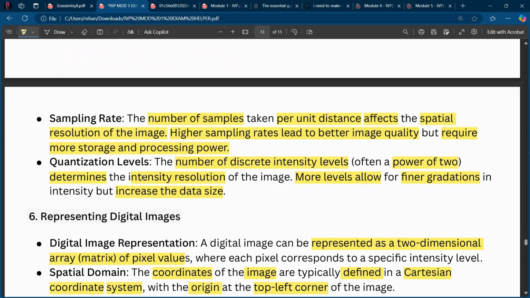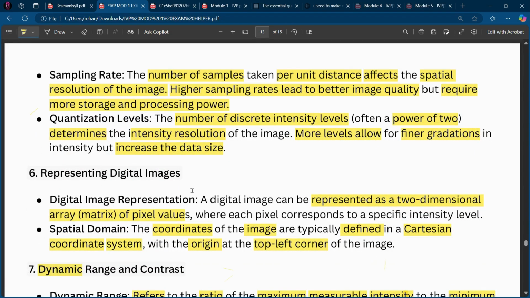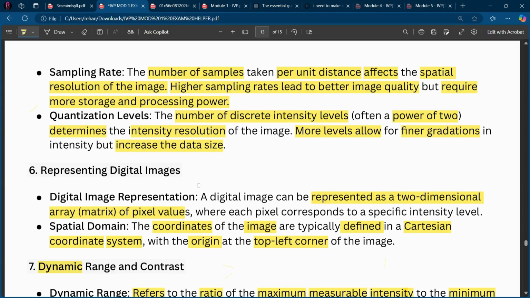The same goes for the quantization level, the number of discrete intensity levels, basically a power of two. It determines the intensity resolution of the image. A greater number of discrete intensity levels allows more gradations in intensity, but it also increases the data size.